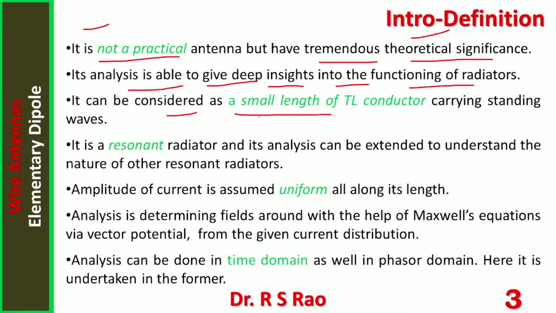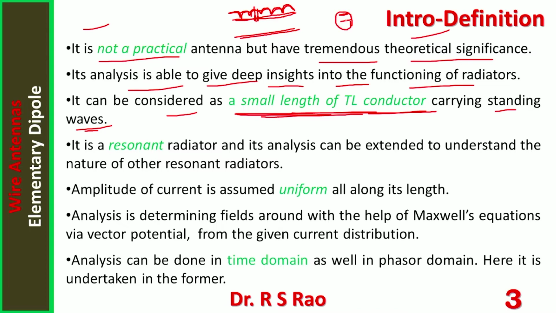It can be considered as a small length of transmission line conductor carrying standing waves. This is a transmission line. Let us say it is an open-circuited lossless line. As the load is open circuit, the entire wave gets reflected. Therefore, a standing wave pattern comes into being over the line, over the conductor. Consider a small length of one conductor with its current distribution. When length is large, the current distribution varies in a sinusoidal manner. But if you consider a small length, then the variation in current can be neglected and it can be assumed that current variation is nil, or current is uniform.